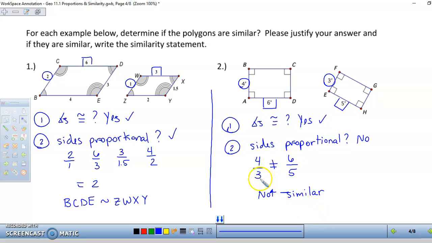Okay, another way you can prove that the proportion is not the same is if you cross multiply. You get 18 and here you get 20. That cross product does not work. So that's another way you can look at it.